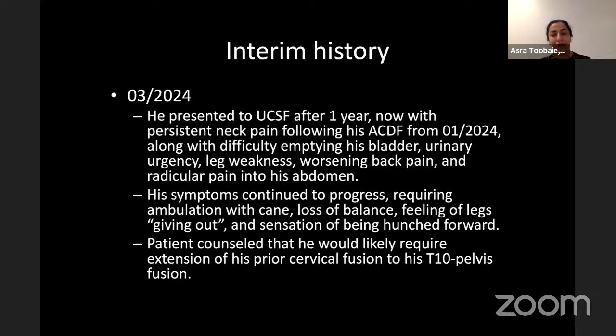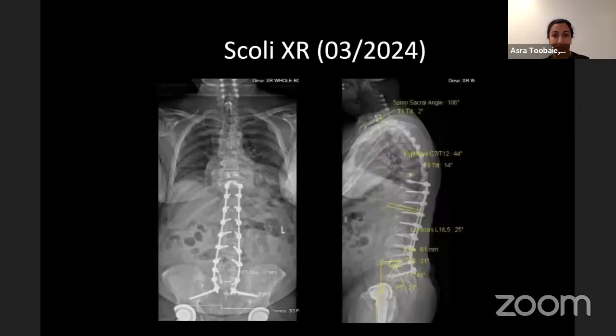So patient presented after a few months, again, with persistent neck pain following his ACDF. At this point, he had significant myelopathy symptoms, bladder dysfunction, weakness in his lower extremities, and ataxic gait. So patient was counseled to undergo further surgery to address his myelopathy. And these are his, yeah.